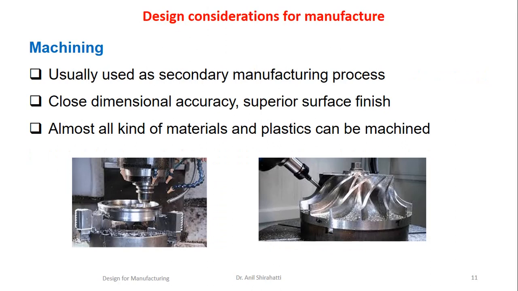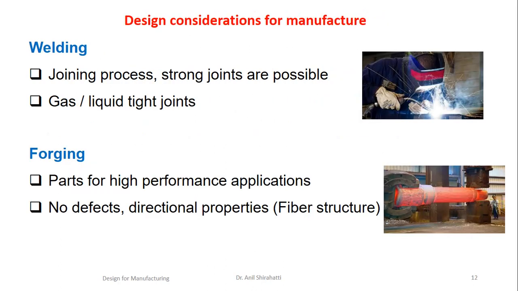Next, machining is usually used as a secondary manufacturing process. A close dimensional accuracy of maybe 100 microns or less is possible in machining. It depends upon the machine and the machining process you are using. Almost all kinds of material, even plastic, can be machined. If you are using a welding operation, it is nothing but a joining process. A strong joint is possible. You can have different arc welding, gas welding, and so on; depending upon the application, you can choose the welding process.